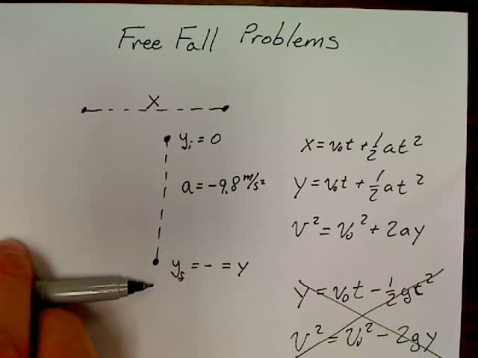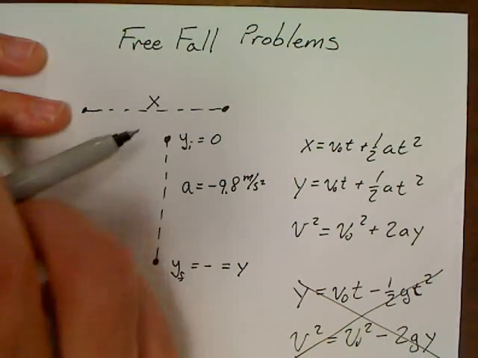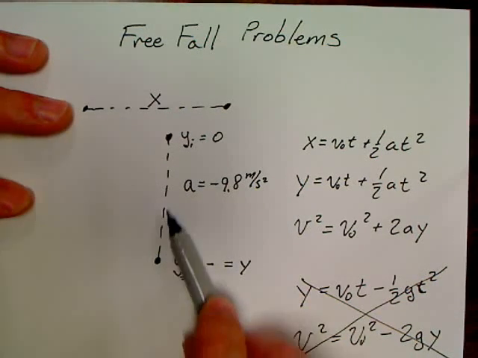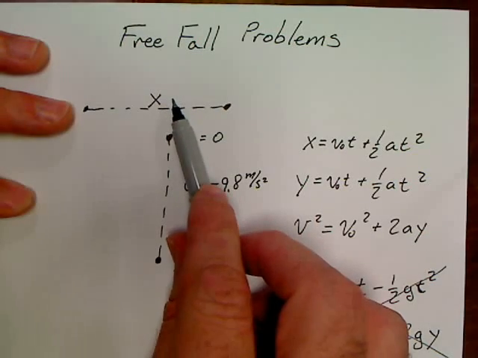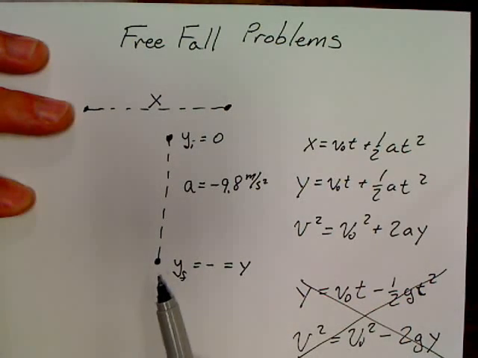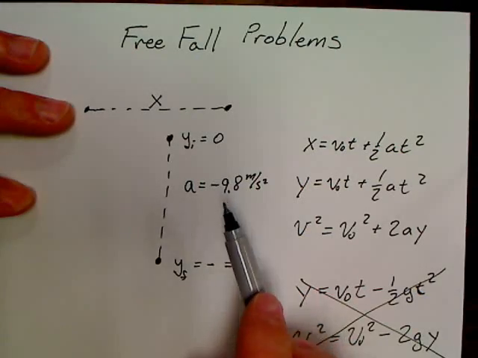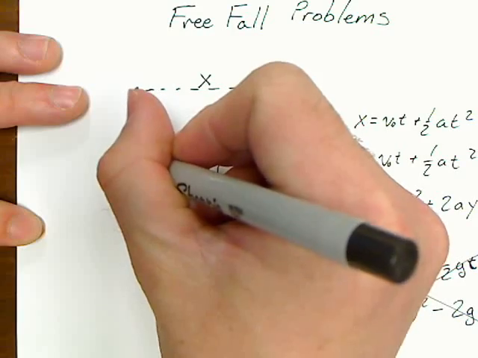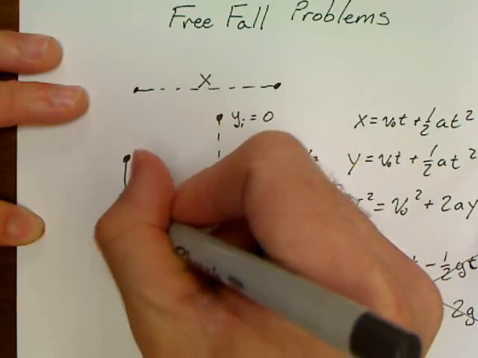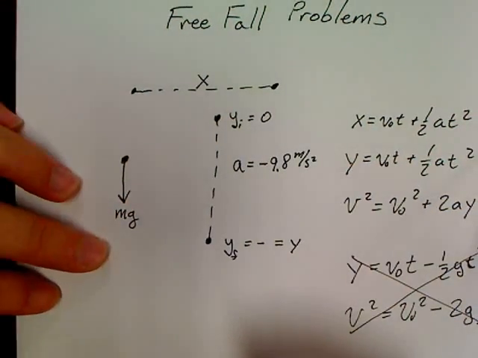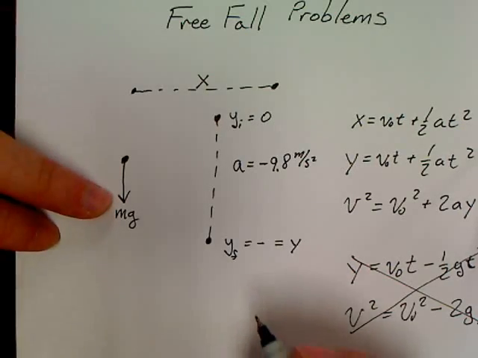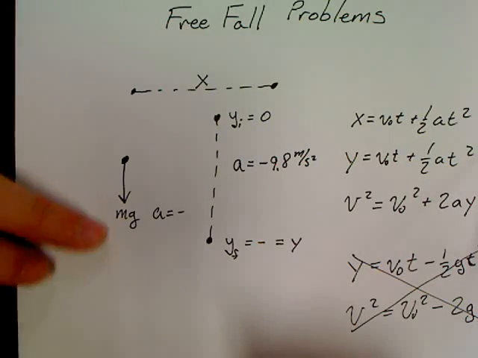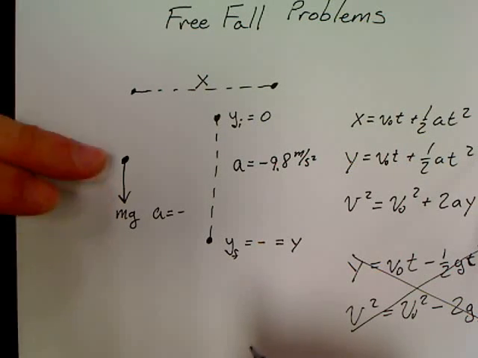Now, some people get messed up. Well, what about if it's thrown in the air? Some people will say, well, yeah, it's negative while you're going up because it's slowing down, but shouldn't it be positive on something falling? No. Gravity is negative 9.8. This is a vector. When something is in the air, weight, mg, is acting in this dimension, which means the acceleration is going to be of a negative value for this reason. It's in a negative y direction.